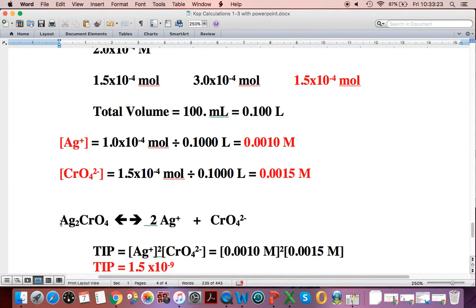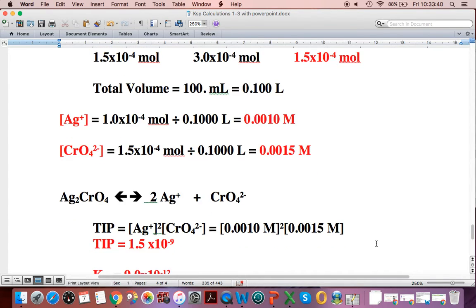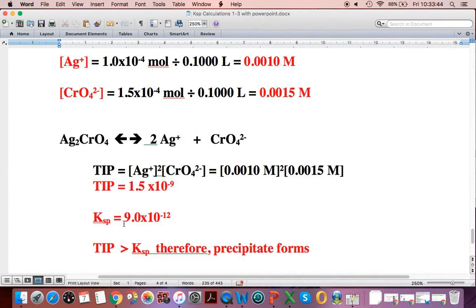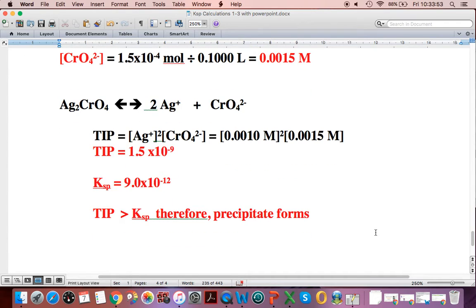Here's our dissociation of the silver chromate. 2 silver ions for every chromate, and we got to remember that 2 comes in here and there's a chromate. Now the 0.0010 comes in here and we're going to square it, and the 0.0015 comes in here. We multiply it together, we get 1.5 times 10 to minus 9. Our KSP from the question was 9.0 times 10 to minus 12. Tip is bigger than KSP, so therefore precipitate forms.